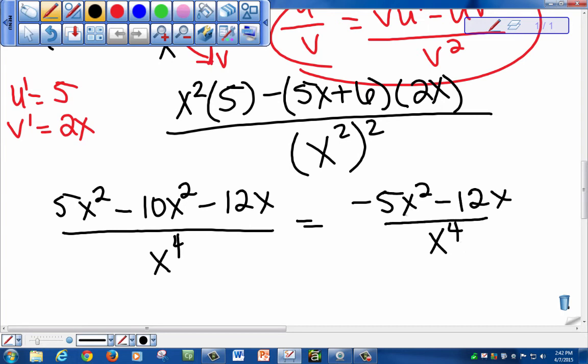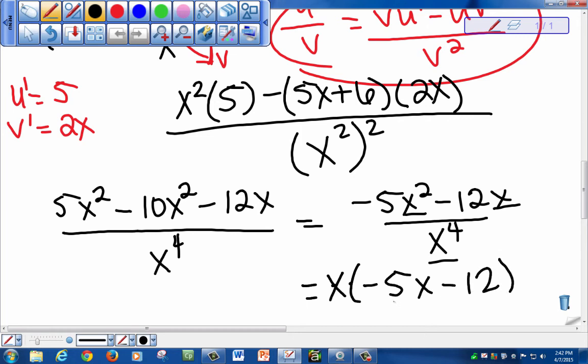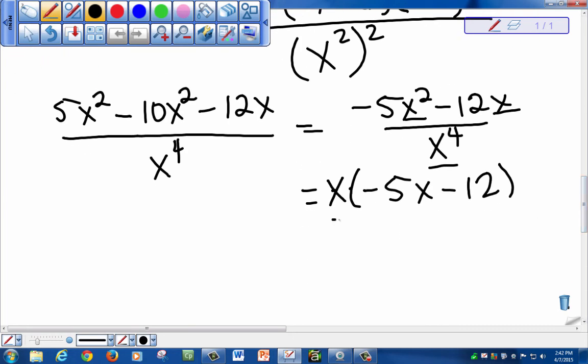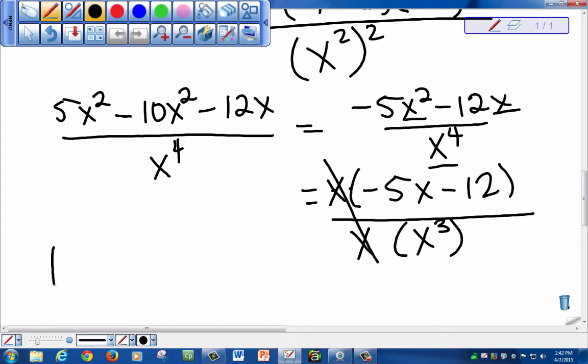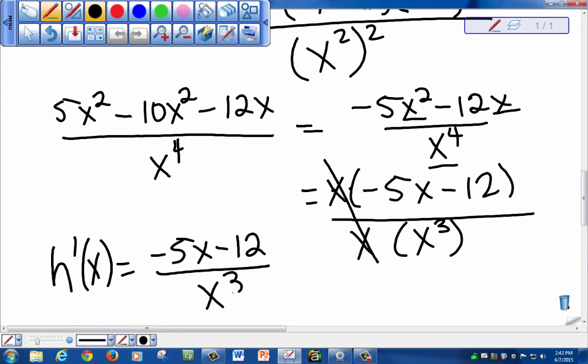Now we all notice that they have x in common, so I can factor out an x from both the numerator and the denominator. So the x's simplify, and I can say h prime of x equals negative 5x minus 12 divided by x to the 3rd.